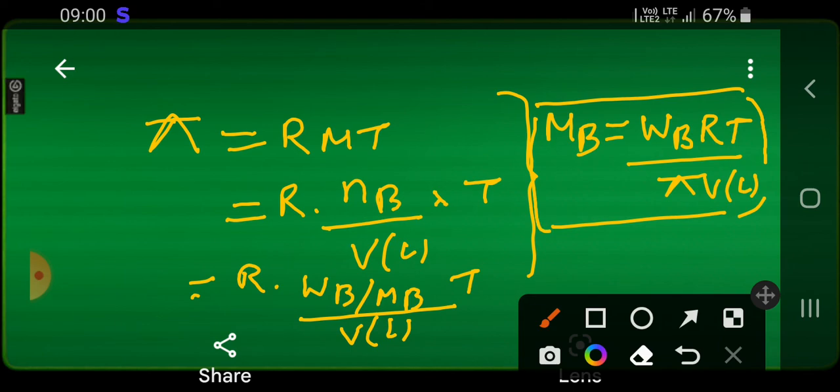Various types of numerical questions can be asked on the basis of this formula. So I hope that up to this everything is clear to all of you. In our next segment we'll talk about some more important topics which are related to the colligative properties of the solution. Till then, thank you and goodbye.